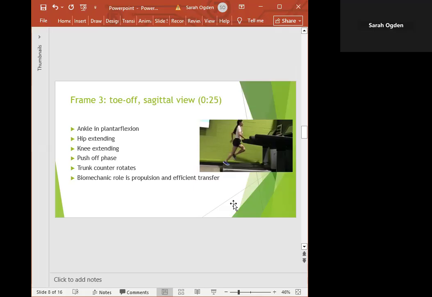And so at toe off, you can see that there's a triple extension pattern. So simultaneously, the hip extends, the knee extends, and the ankle plantar flexes, all to push off the ground. So the arms counter rotate for balance as well. And this phase is so crucial for propulsion off the ground. When your foot is trying to propel you forward through your running, this is the stage where that occurs.